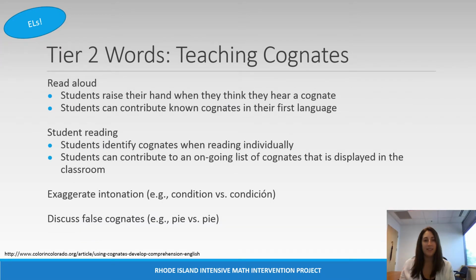Involving students in the identification of cognates is a wonderful way of treating their first language as a resource. Students can have an active role in identifying cognates and documenting them in the classroom. It is important to remember that there are different stress patterns between English and other languages, such as Spanish, which can cause confusion for ELs. Be explicit in discussing the pronunciation of words. It is also critical to discuss false cognates to avoid confusing students, as we discussed on the previous slide.